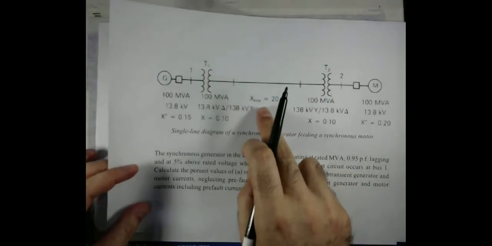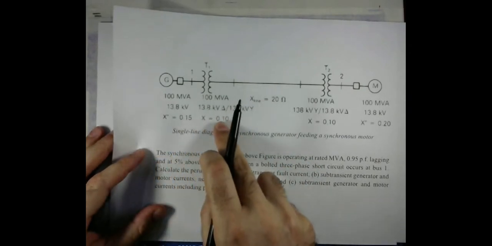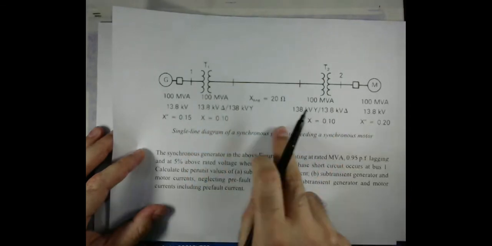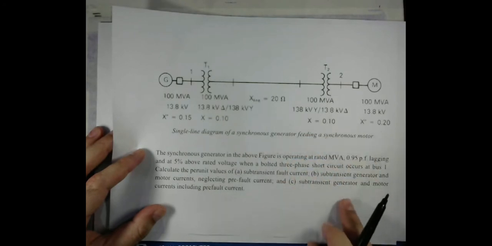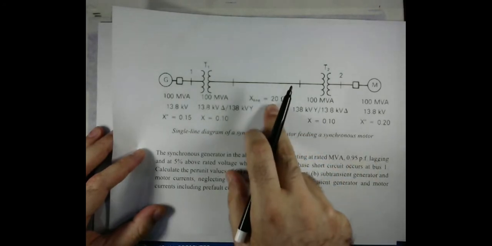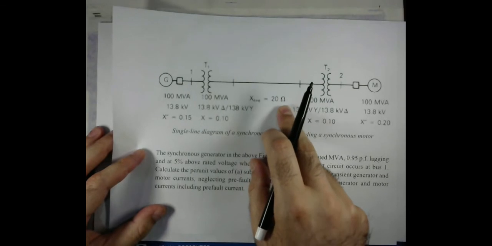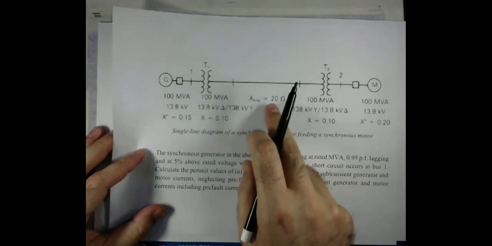As mentioned here, the sub-transient reactances and also the transformer reactances are all given in per unit or in percentage. But the transmission line impedance is given in ohms, meaning we need to convert it into a per unit value. So let's start with the solution, and let me first convert the line impedance into the per unit value.